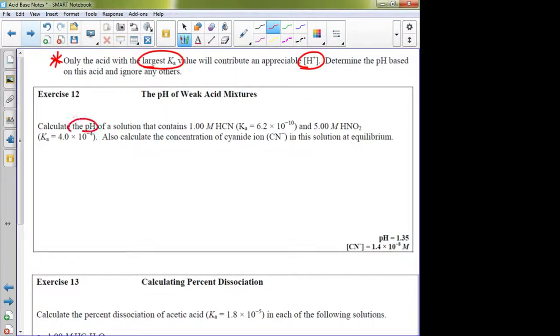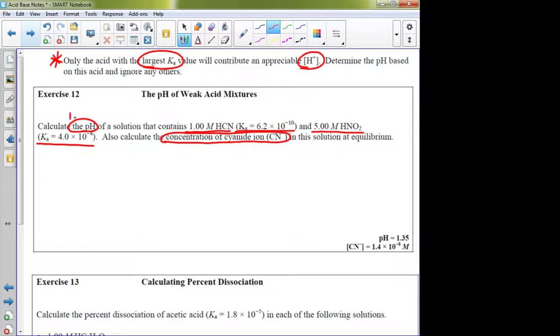Calculate the pH of a solution that contains 1 molar HCN with a Ka of 6.2 times 10 to the negative 10th and 5 molar HNO2 with a Ka of 4.0 times 10 to the negative 4th. Also, calculate the concentration of the cyanide ion in this solution at equilibrium. Okay, now we can't do two things at once, so let's pick the first thing they ask us to do and then move from there.